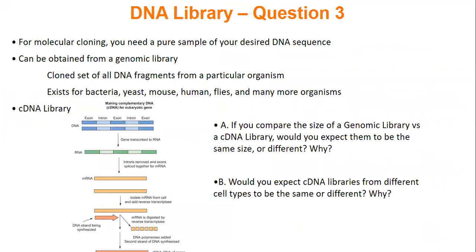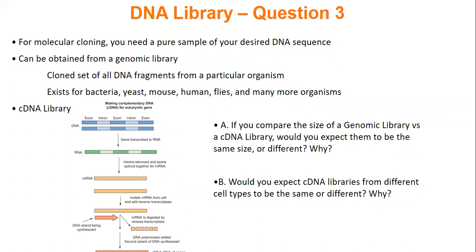So we've talked about inserting foreign DNA into a plasmid. The question is, where do you get this DNA from? One way you can get this DNA is from a real, live source. So let's say I want to study a human protein. Maybe I get a human tissue sample and get the DNA from that. That's one way to do it.